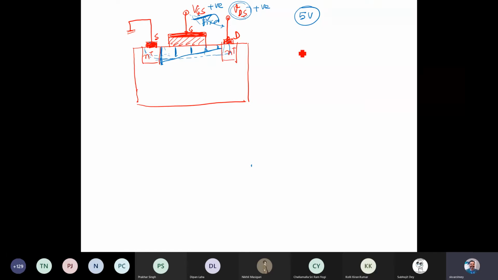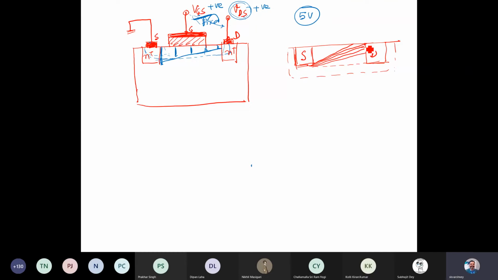I'm just making this as a pictorial cartoon picture. This is your source, this is your drain, and the gate voltage is applied here. Depending on this, a space charge was created here. When VDS is very small and you apply the gate voltage, a channel is created. But as we go further, the channel, if you look here, keeps on pinching and may come to a point here.